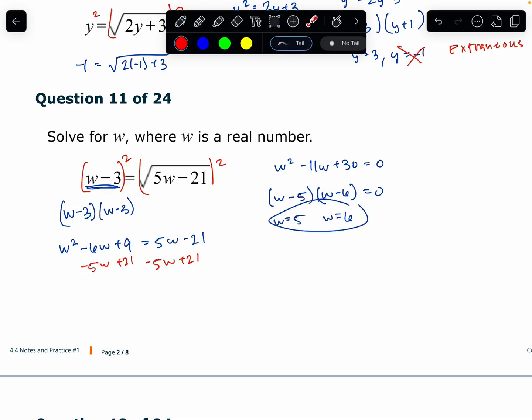Now you just have to make sure that whenever you plug this into the original equation, you don't get a negative number. So if I plug in 5, I get 5 minus 3, which is going to be 2. So that one should work out. That also means that if I plug in here, that's going to become 5 times 5, 25 minus 21, which is going to be 4, and the square root of 4 will give me 2, so that checks out. If I plug in 6 right here, I'll get 6 minus 3, which is going to be 3, and it's positive, so that's good. So both of those should work. None of them are extraneous.